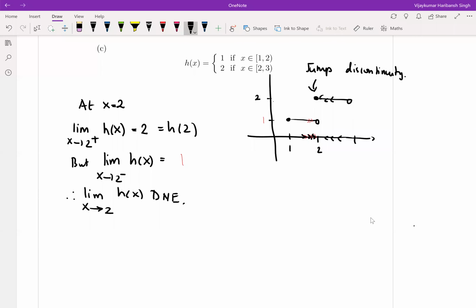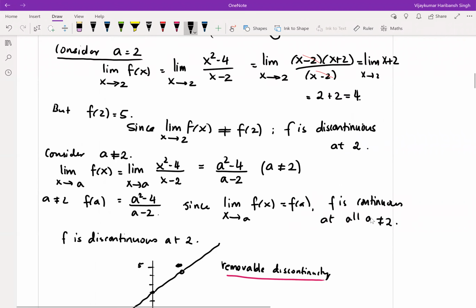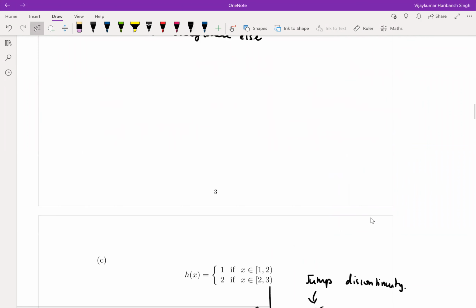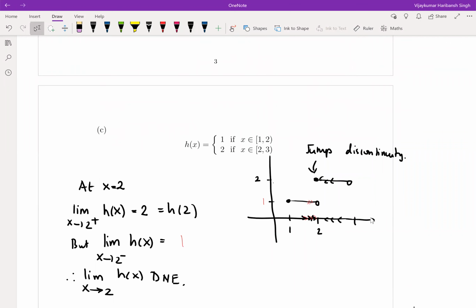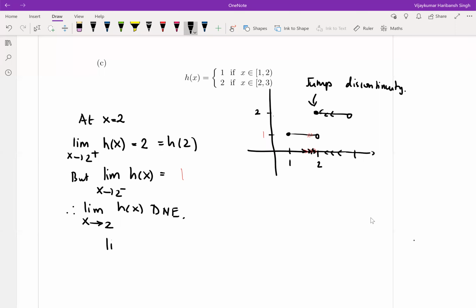So there are three kinds of discontinuity: removable, which we saw here, the second is infinite discontinuity, and the next one is jump discontinuity. Now note, however, we have the limit as x goes to 2 plus of h of x is h of 2. So the function is not continuous at 2, right? Jump discontinuity at 2.